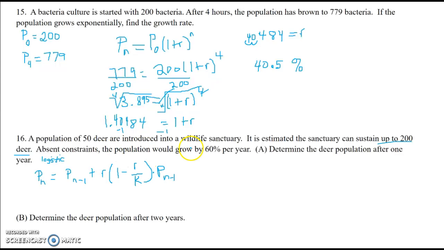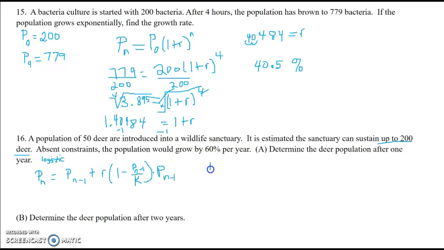Not the rate. I'm sorry, this is not the rate. Let me erase that. Not the rate, but P sub n minus 1. So P sub n minus 1 should be in the formula 3 times. So P sub n is equal to P sub n minus 1 plus R times 1 minus P sub n minus 1 over K, and multiply all that by P sub n minus 1.